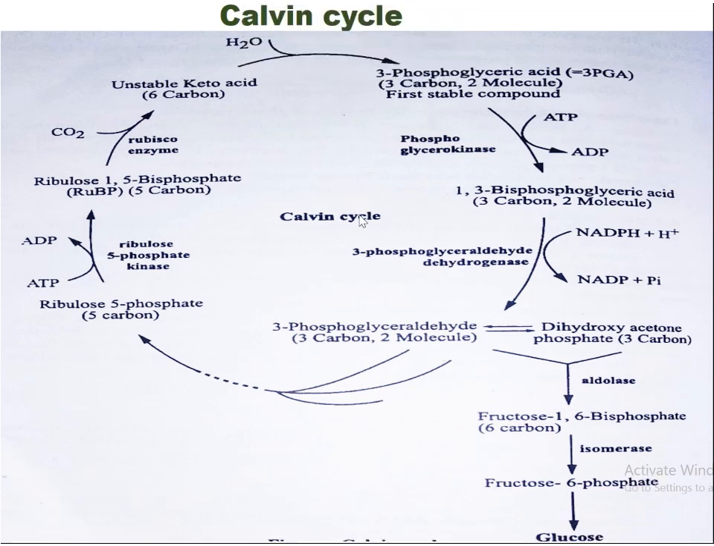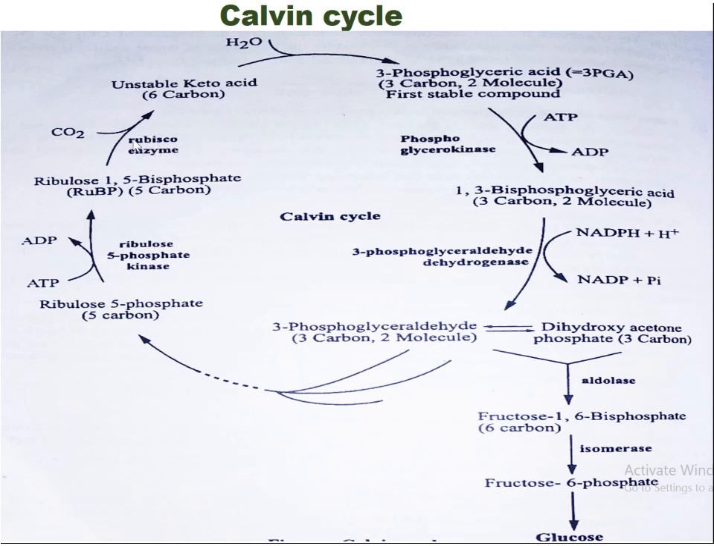So let's start with the carboxylation phase, that means the first phase. This is the first step of the Calvin cycle, and in this step carbon dioxide from the atmosphere is attached with this RuBP, 5 carbon RuBP, that means ribulose 1,5 bisphosphate, in order to start the photosynthesis. And this reaction is catalyzed by the enzyme which is known as Rubisco enzyme.